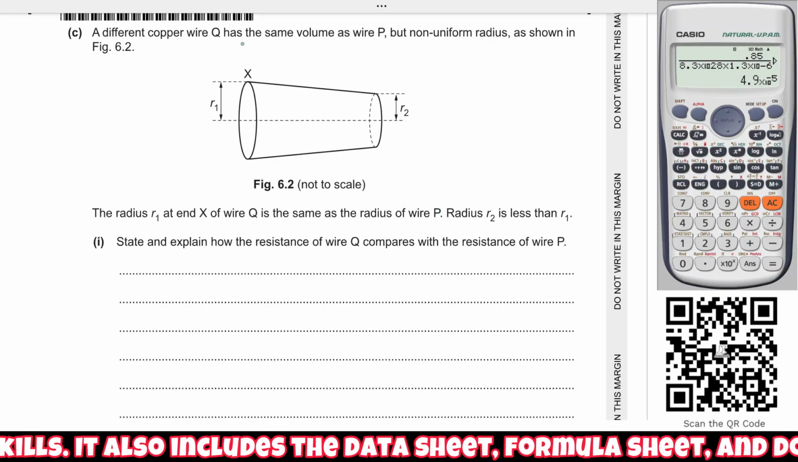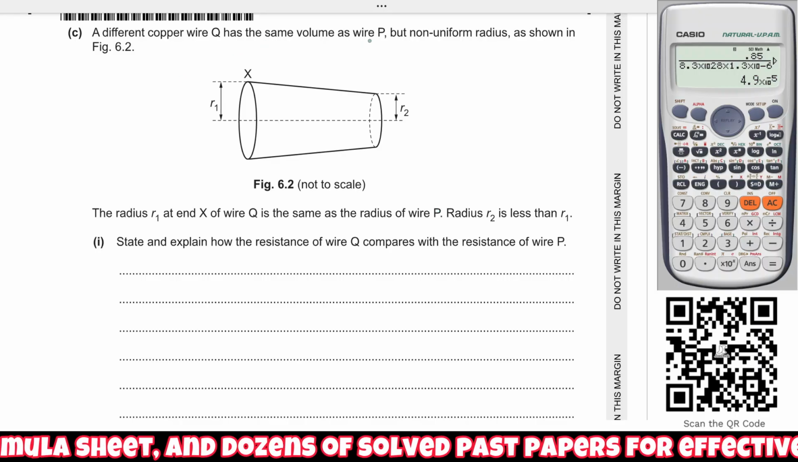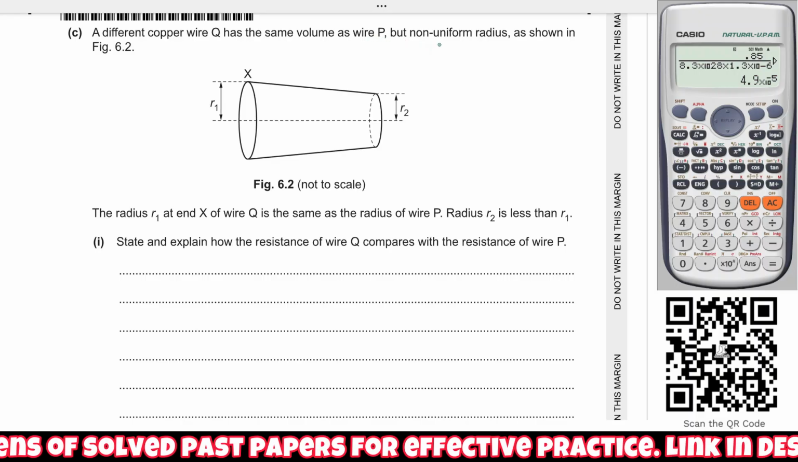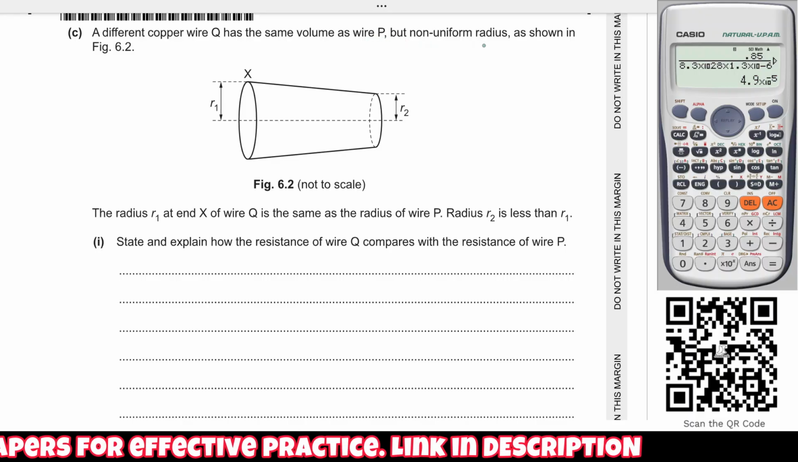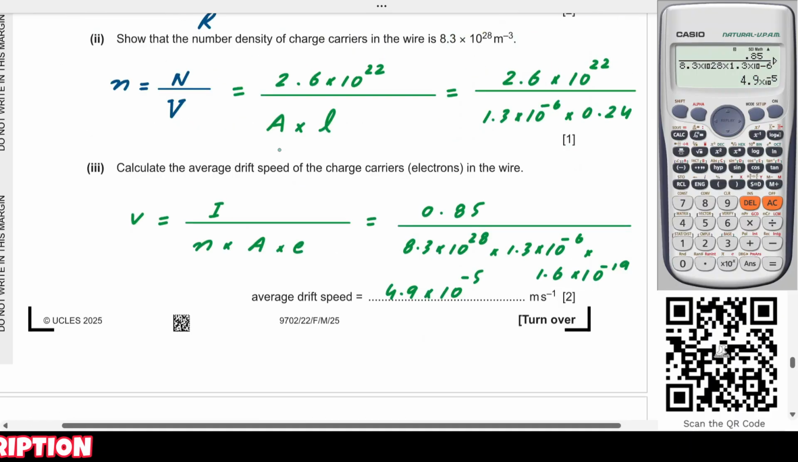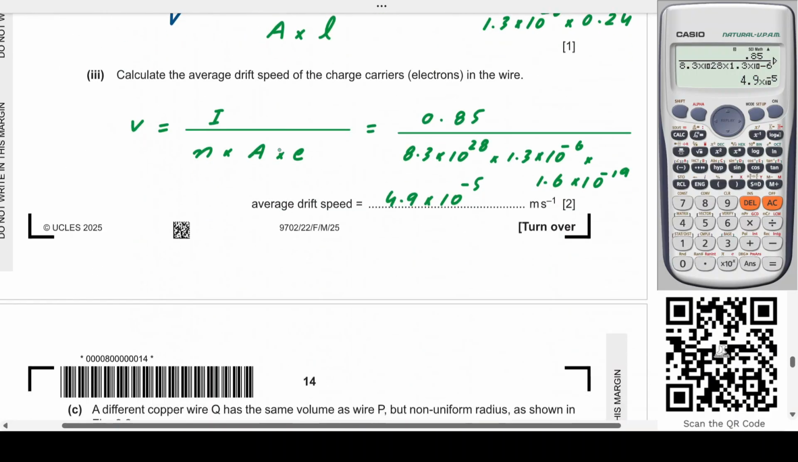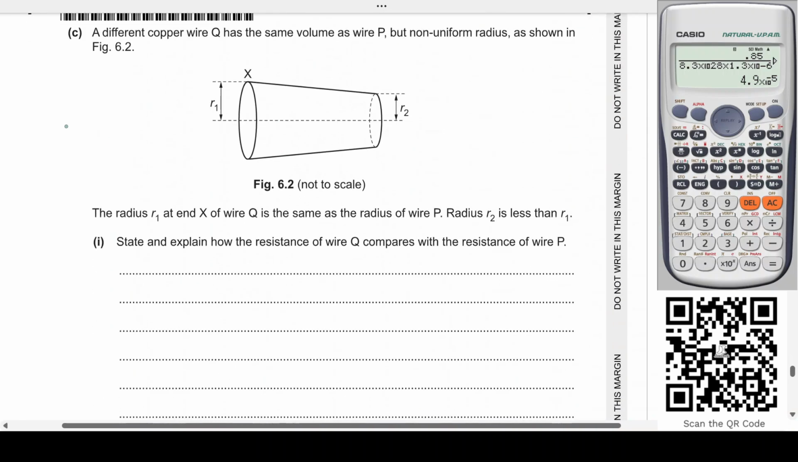Okay, a different copper wire Q has the same volume as of the wire P but non-uniform radius. Okay, so this is a wire Q. And what about the wire P? Okay, this one was a wire P. So I'll draw wire P also.